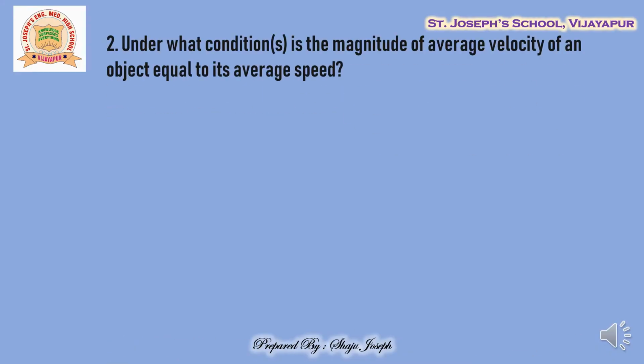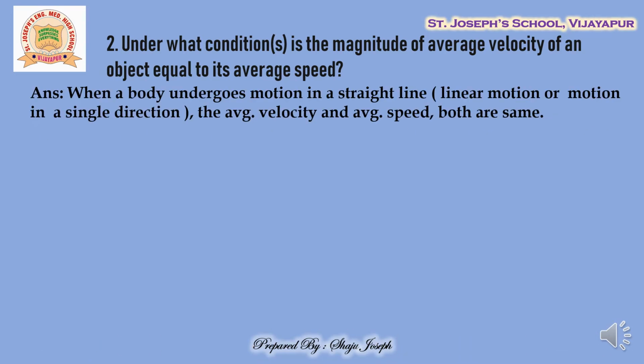The second question: under what condition or conditions is the magnitude of average velocity of an object equal to its average speed? So let's go for the answer. When a body undergoes motion in a straight line, that is linear motion we can call it, or motion in a single direction, at that time the average velocity and average speed both are same.